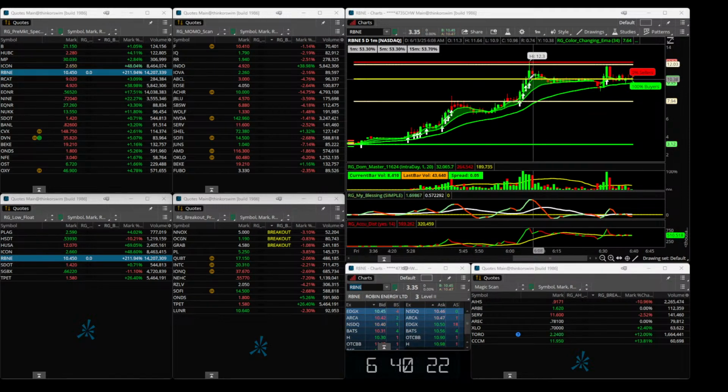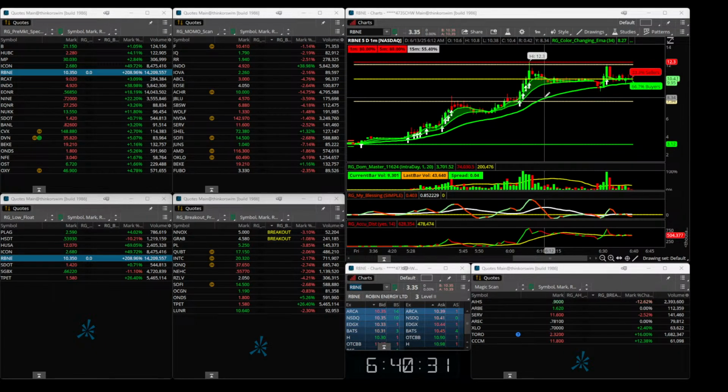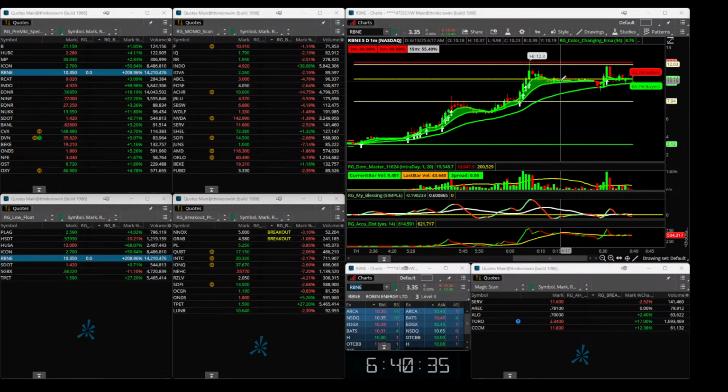So what you see up here, I've got the 5 EMA, the 13 EMA. That's the cloud. And then I have the 34. When you get in a trade, you can ride this cloud if you want, or you can ride this 34 all day long as the price is above it.